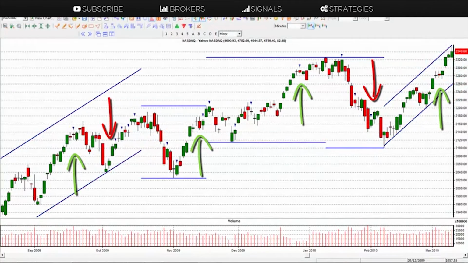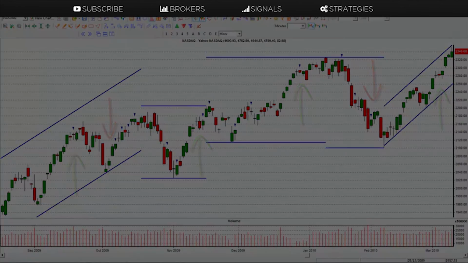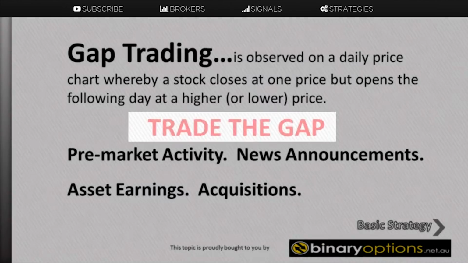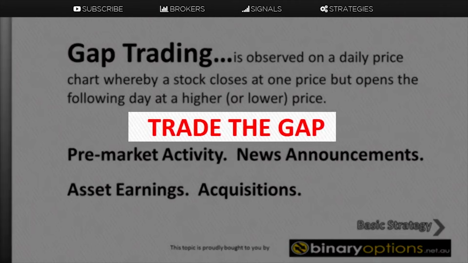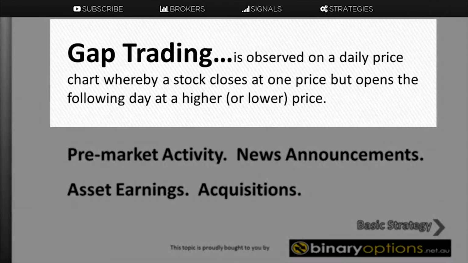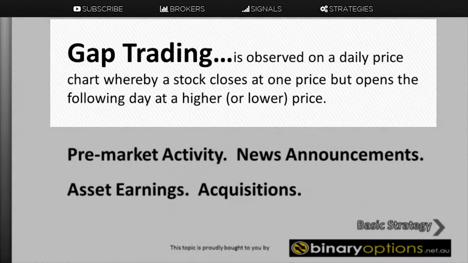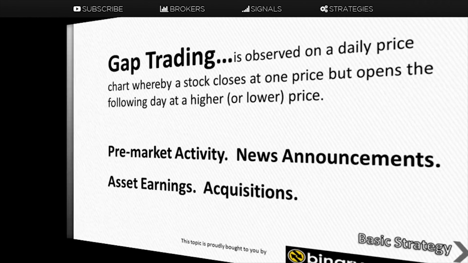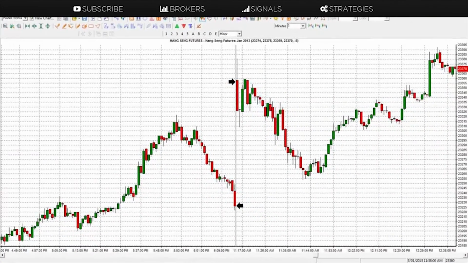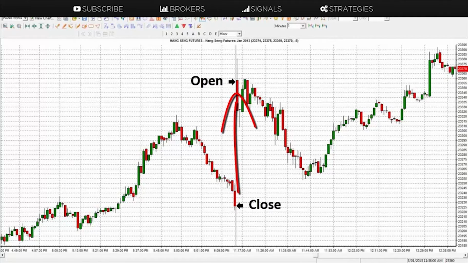So what basic strategy can we use which has a high probability setup? We trade the gap. Gap trading is a simple and effective price pattern strategy for trading both call and put binary options. The gap is a price pattern, not a technical indicator, which is observed on a daily price chart whereby a stock's price closes at one price but opens the following day at a higher or lower price. A price gap is the result of after hours and pre-market trading, which occurs when the market is closed.